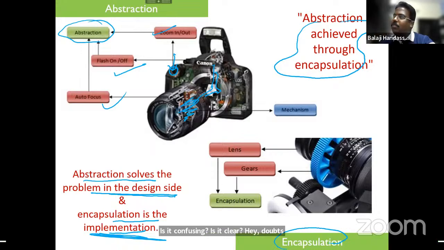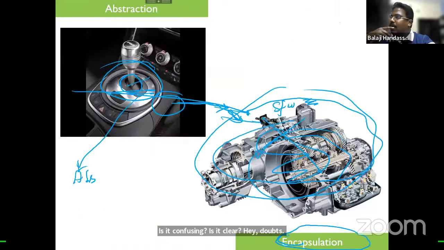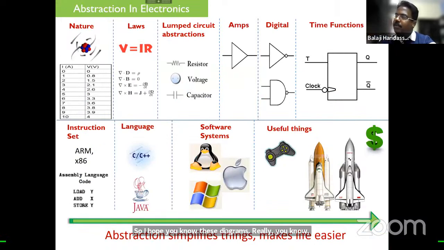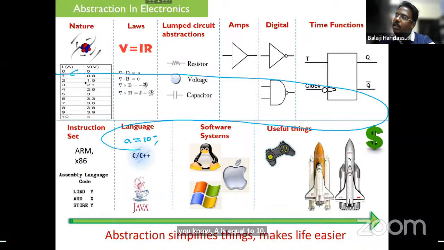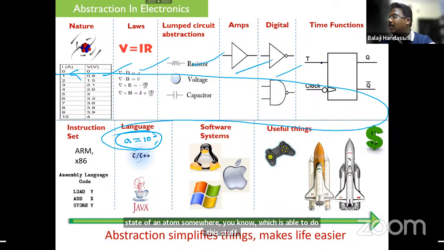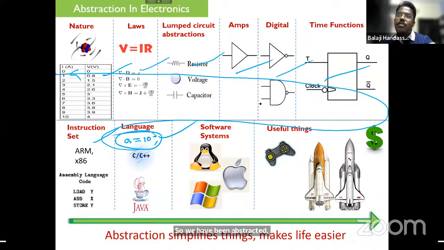So I hope these diagrams help you to really understand what OOP is. So this is abstraction, right? Today we are able to write a simple statement, A is equal to 10. Ultimately, it is moving some electrons at the lowest level, right? It is changing the state of an atom somewhere, which is able to do this stuff. So we have been abstracted. And today we have such a simple way to do something at a very low level. So this abstraction is what we are trying to achieve in the design of software systems.